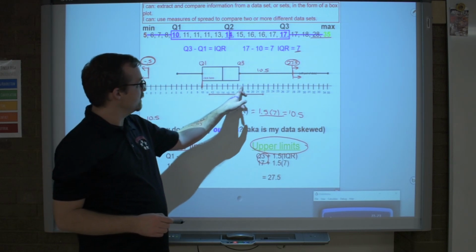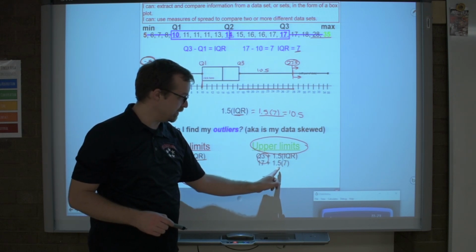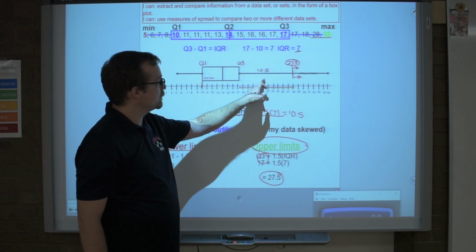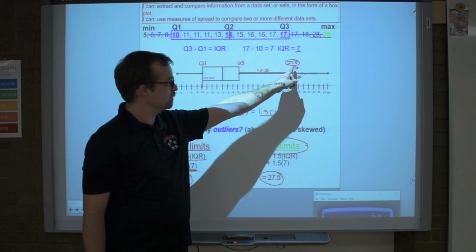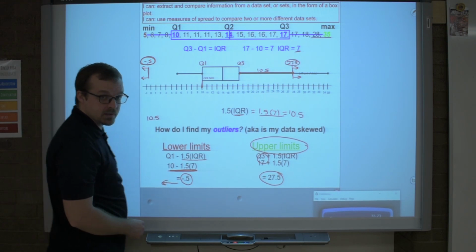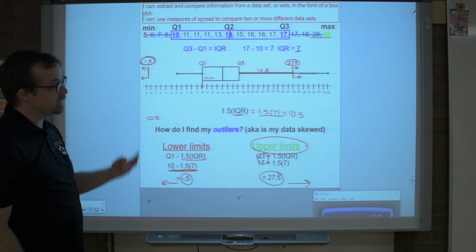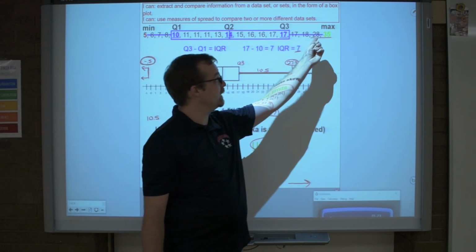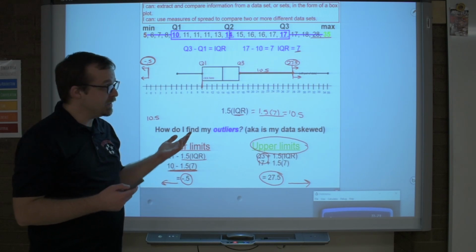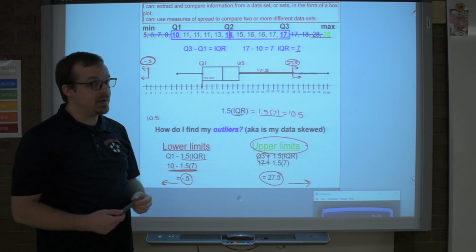For our upper limit, kind of the same thing. We went to Q3, added this 10.5, which was the IQR times 1.5, and we got 27.5 for our upper limit, which we see right here. Okay, and then anything below the lower limit is an outlier, and anything above the upper limit is an outlier. And then we found two numbers in those areas, which were 28 and 35. So we have two outliers, 28 and 35. That's how you find outliers by hand. That's a lot of work. That's also something we do back in the 7th and 8th.